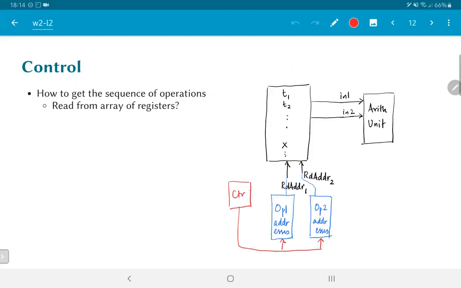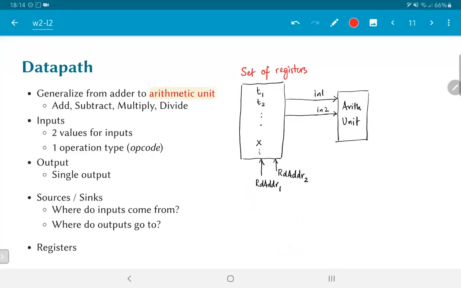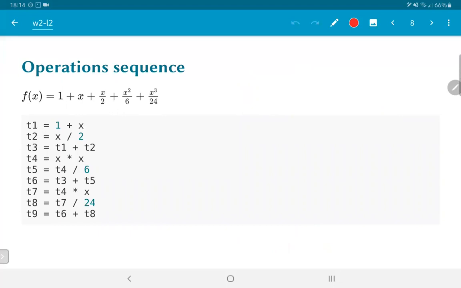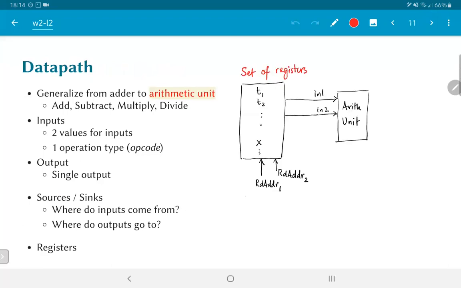Now the question becomes, how do we get the sequence of operations? As you can see over here in the previous page, we have, for example, T1 is equal to 1 plus x. So we know that 1 and x need to be provided as the inputs. The next time we have x and 2 to be given, then comes T1 and T2, x and x, and so on. Even the values like 1, 2, 24, and so on, we'll assume are stored somewhere in this register file. And in such a situation, I can provide the read address 1 and read address 2 in sequence to them.